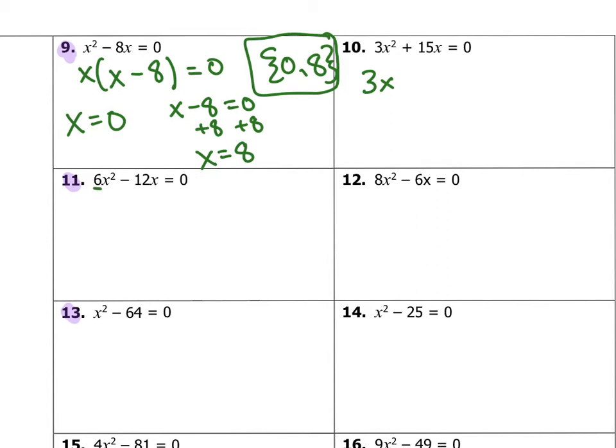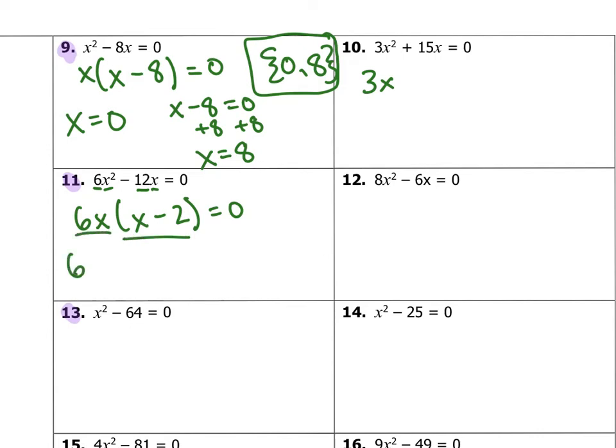Notice that 6 goes into both 6 and 12. Both also have an x. So what I'm going to do here, I'm going to pull out the GCF, which is 6x. And that's going to leave me with an x minus 2, right? And we can check our work by distributing. So 6x times x, 6x squared, 6x times negative 2, negative 12x. Perfect. It works.